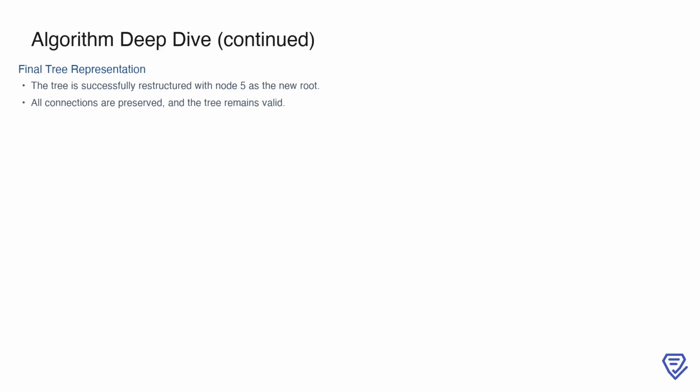This approach achieves the desired transformation efficiently, leveraging the parent map for traversal and in-place updates to minimize space usage. By carefully handling subtrees and edge cases, the algorithm ensures that the tree remains valid and no cycles are introduced. With node 5 as the new root, the binary tree is completely restructured, demonstrating the effectiveness of the algorithm.